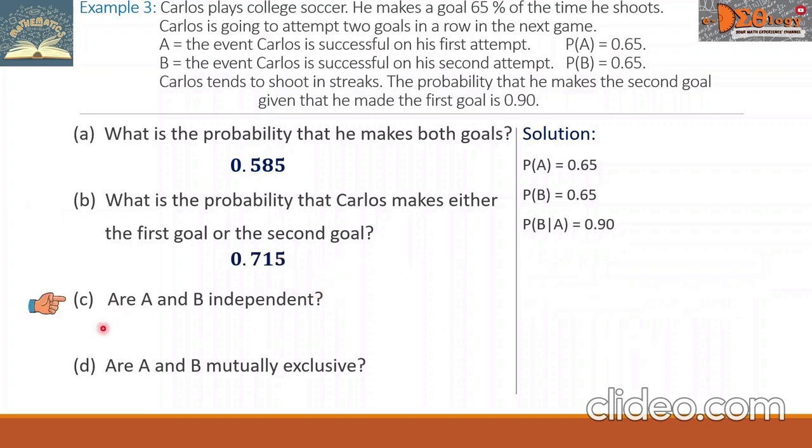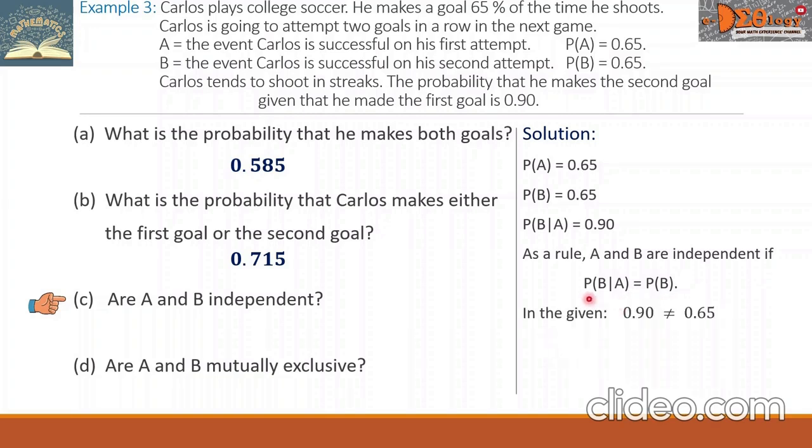Then we go to problem C. Are A and B independent? As a rule, A and B are independent if the conditional probability B given A equals P of B. In the given, the P of B given A is 0.90, that is not equal to P of B, that is 0.65. Therefore, A and B are not independent. So for letter C, we write not independent.